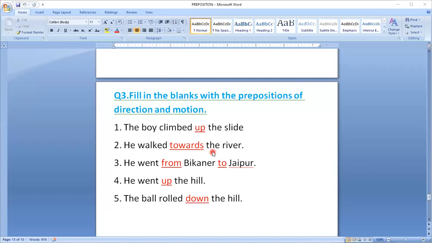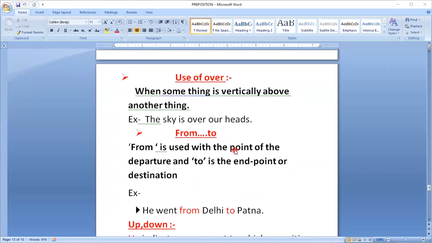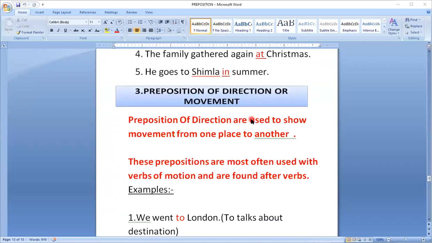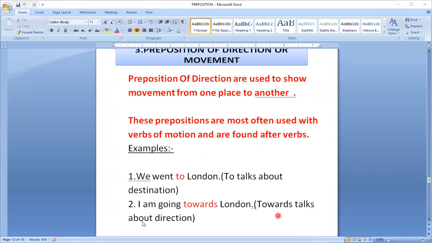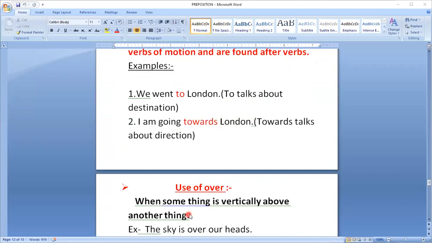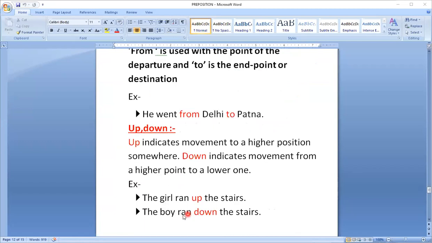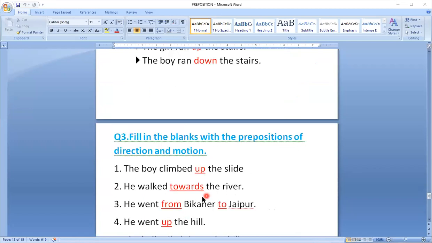मैंने आपको बताया था, देखिए, एक बार फिर से मैं आपको revise करवा देती हूँ. जब हम direction की बात करते हैं, तो हम towards preposition use करते हैं. Direction: we walk, हम किस direction में गए? River के direction में. We walk towards the river.